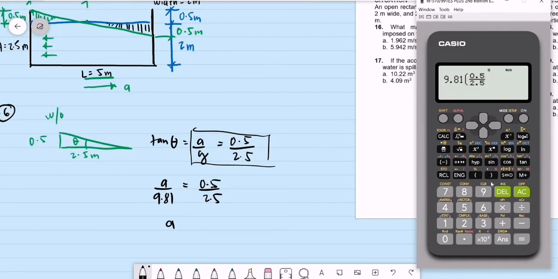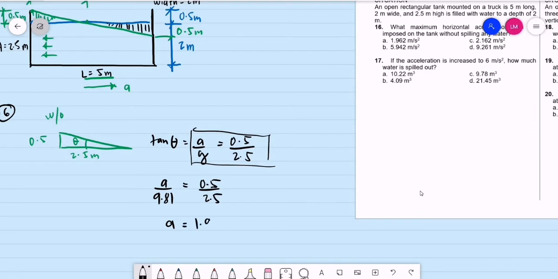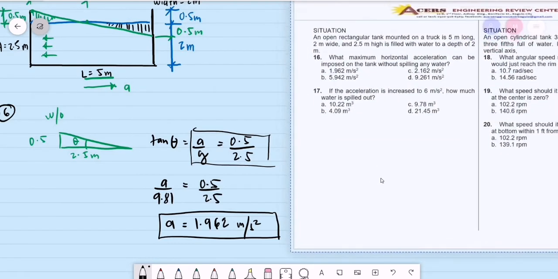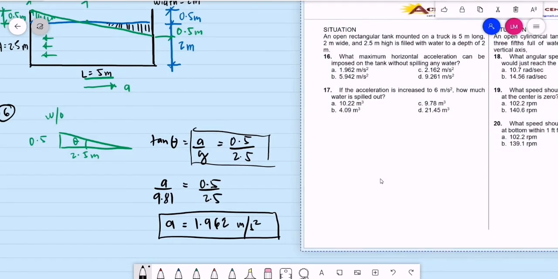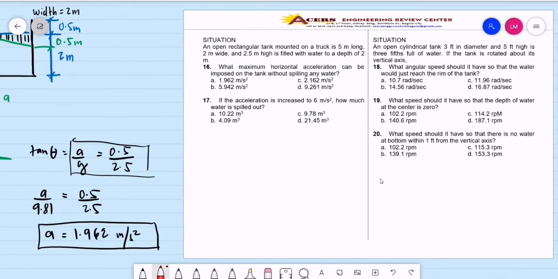So we have that acceleration is now equal to 1.962, in terms of meters per second squared. So this will be our answer for question number 16. If we are to check on our choices, that is letter A, 1.962 meters per second squared.